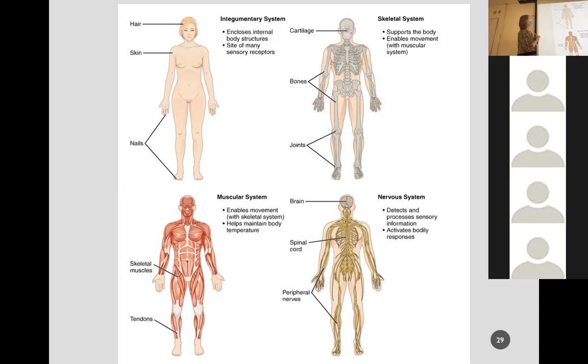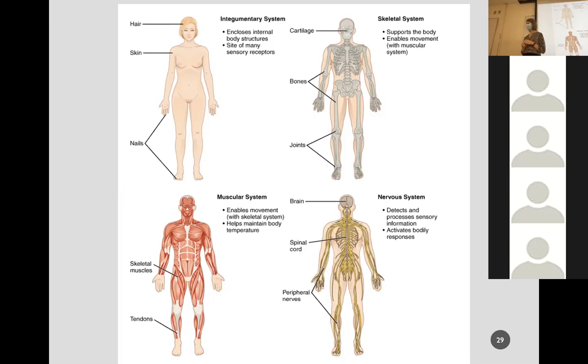Okay. So first, the integumentary system. This will be one of the first ones we go over. It obviously encloses our internal body organs, and it helps protect against pathogens. So it's fighting off any bacteria that are trying to make their way into our various organs. This is hair, skin, nails. Really, skin is the main one for the integumentary system.